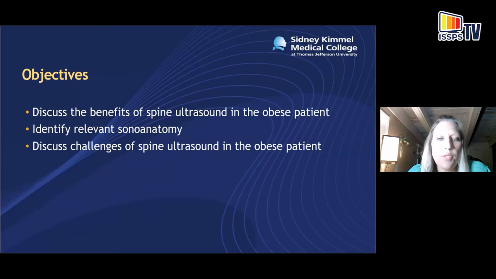And the objectives, really, what we're going to talk about is looking for pattern recognition in the relevant zonal anatomy in the obese patient, and talk about the benefits of spine ultrasound specifically in the obese patient, as well as some of the challenges of spine ultrasound in the obese patient.